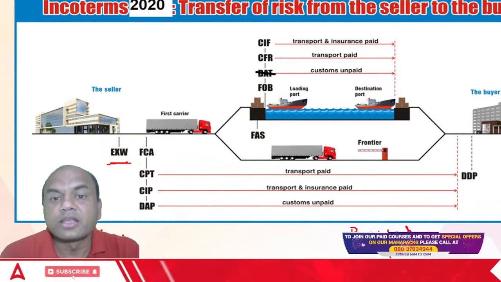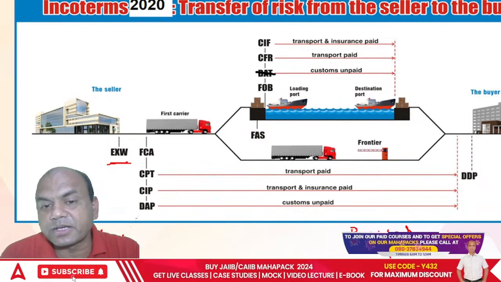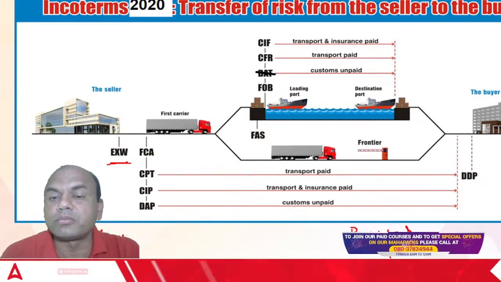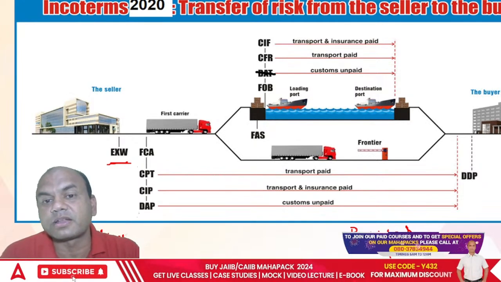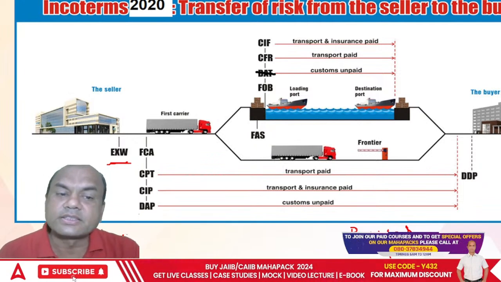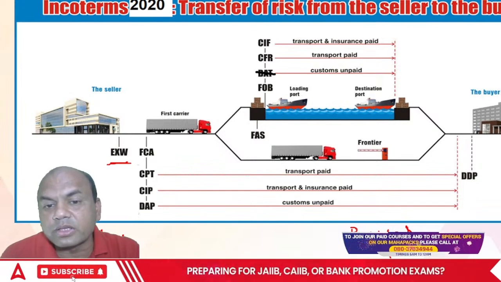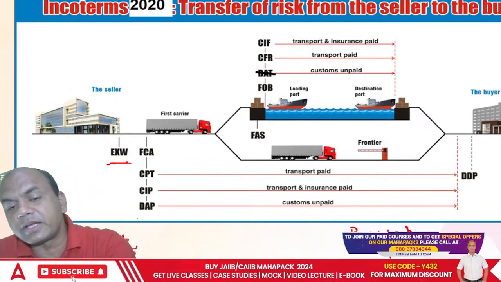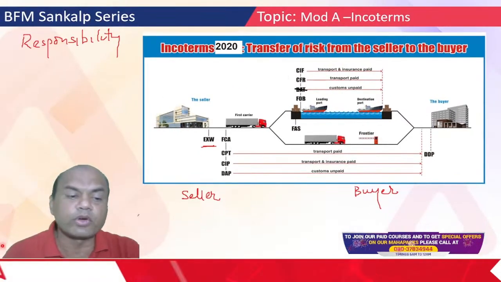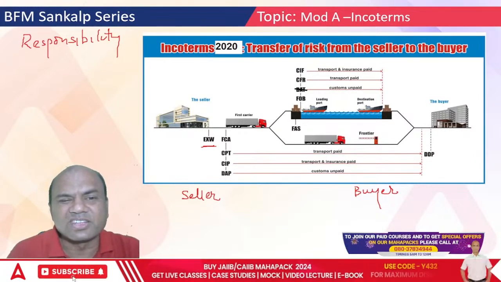Then what happens? If tomorrow something happens to the ship, if the ship gets sunk, or there is a robbery, or there is some storm and the material gets damaged, in that case the seller is not responsible. The seller's responsibility was only loading on board the ship. Now, what is on board? Remember this word, you will find it many times: on board. What do you mean by on board?